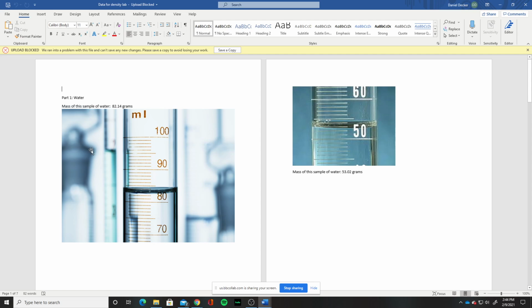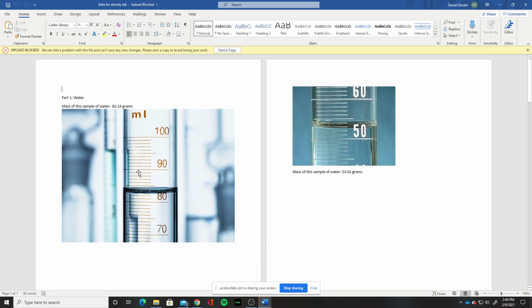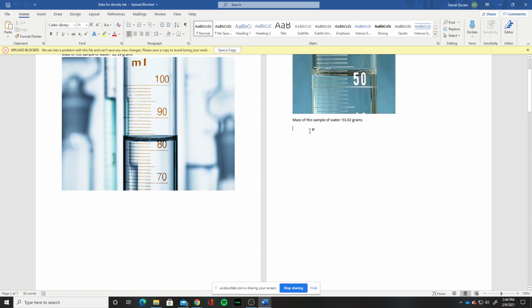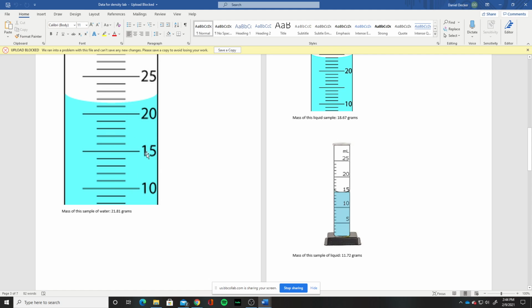It doesn't really matter. But I have here pictures or illustrations of water in a cylinder. And you are tasked with reading the volume of the water in those cylinders, and then using the masses that I give you, and I've attached to each of those, to find the density of water in each of these 3 cases. So here's one, here's the second one here, and then this is the third sample of water here.